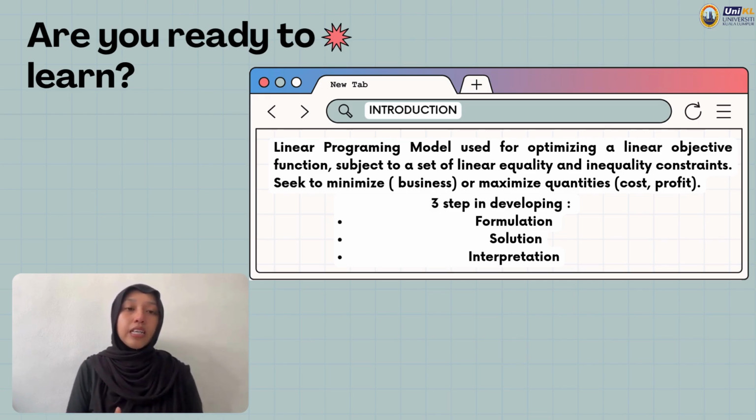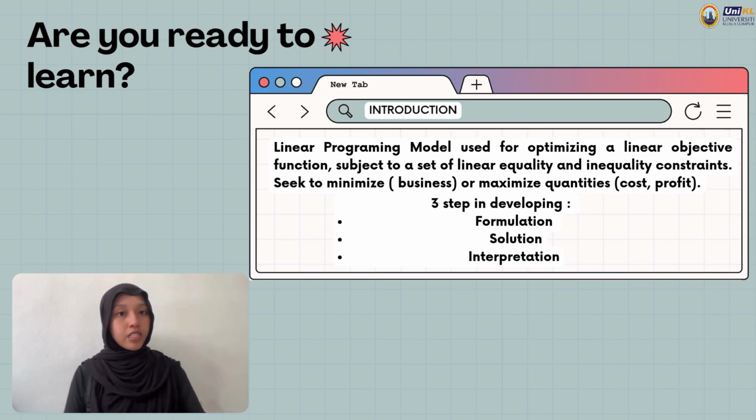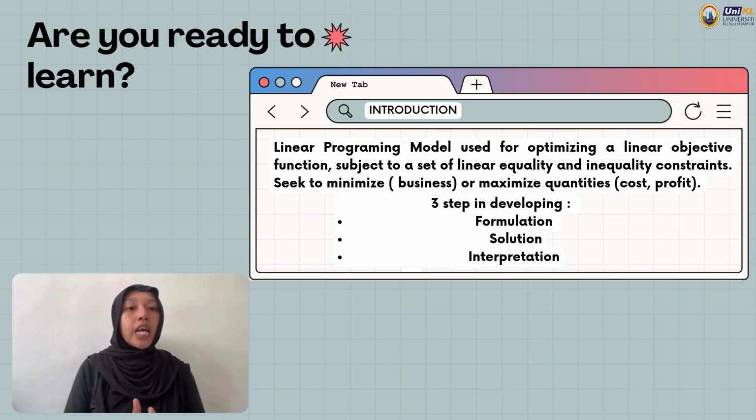So what is the linear programming model? The linear programming model is a method used to optimize a linear objective function. This means we are trying to either maximize something valuable like profit or minimize something costly like expenses under a set of given conditions. These conditions come from linear equality and inequality constraints, for example, limited resources, budget, or time.